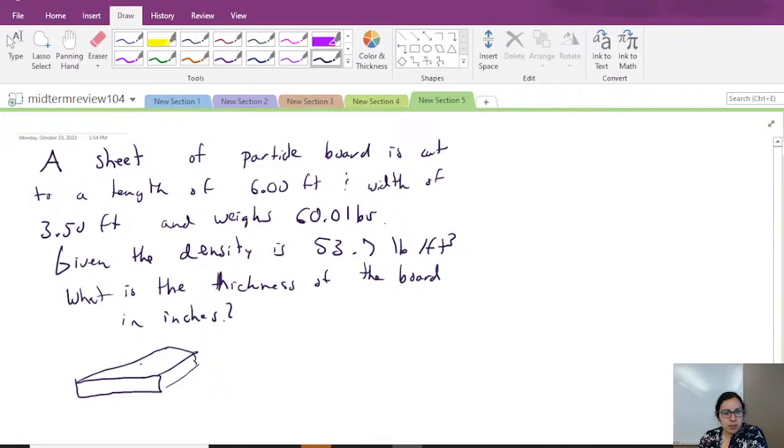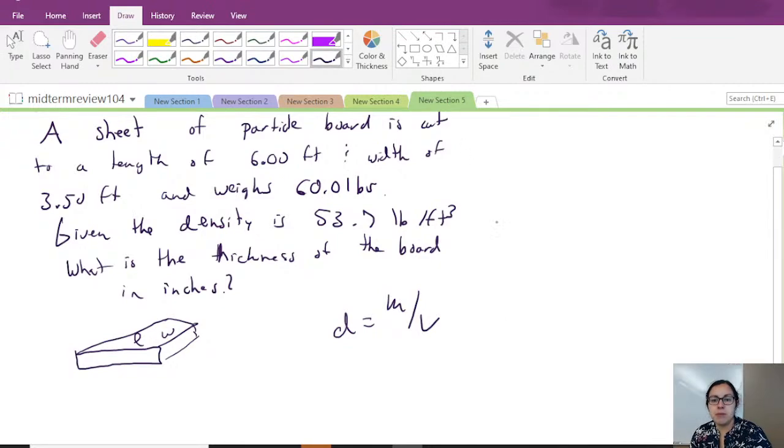And we're given length and width, excuse me. So what could we do? What other formulas do we have? And how can we use density? What's that related to? So density is mass over volume. Okay.